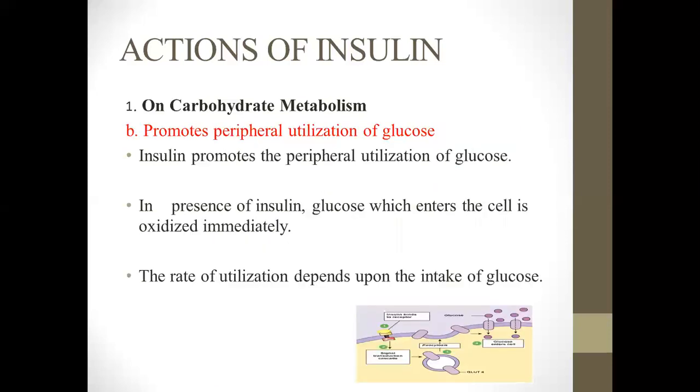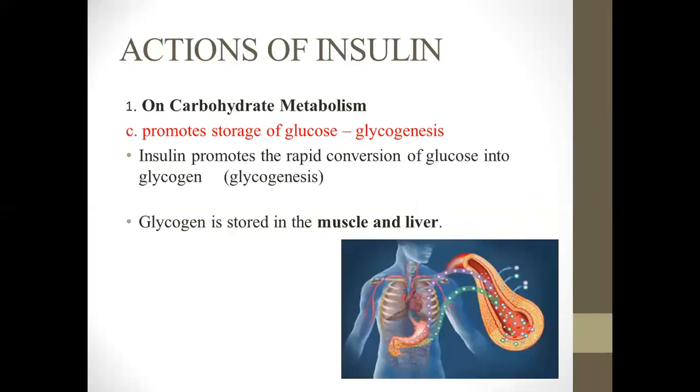So on carbohydrate metabolism, insulin causes the peripheral utilization of glucose. That means in the presence of insulin, glucose which enters the cell is oxidized immediately, and the rate of utilization depends upon the intake of glucose. So glucose enters the cell in the presence of insulin. It also promotes the storage of glucose, that is glycogenesis.